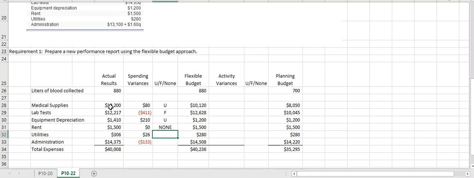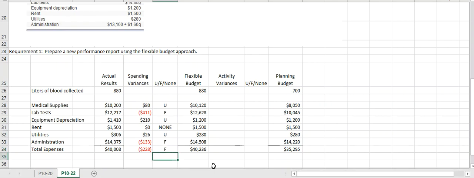Our utilities were a bit higher in our actual results than they were in the flexible budget. So we can say that is an unfavorable variance. And our administration looks like it was a little bit lower in our actual results than in our flexible budget, so that is favorable. And let's do our total expenses. Our total expenses had a $228 variance. It looks like our actual expenses were less than our flexible expenses, so that one is favorable also.